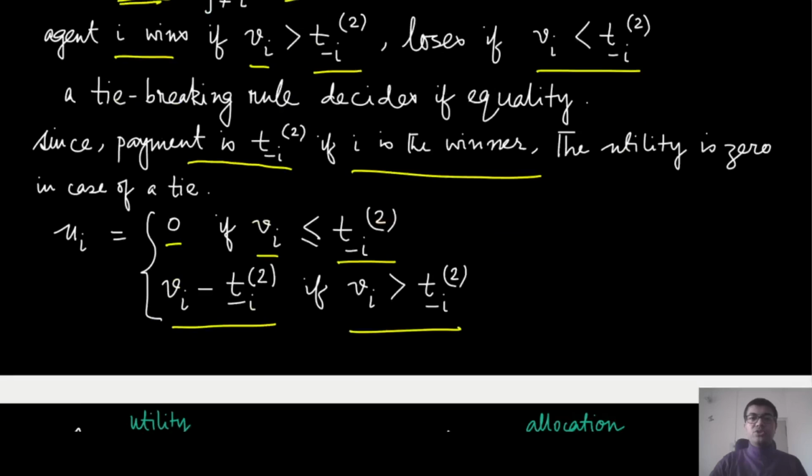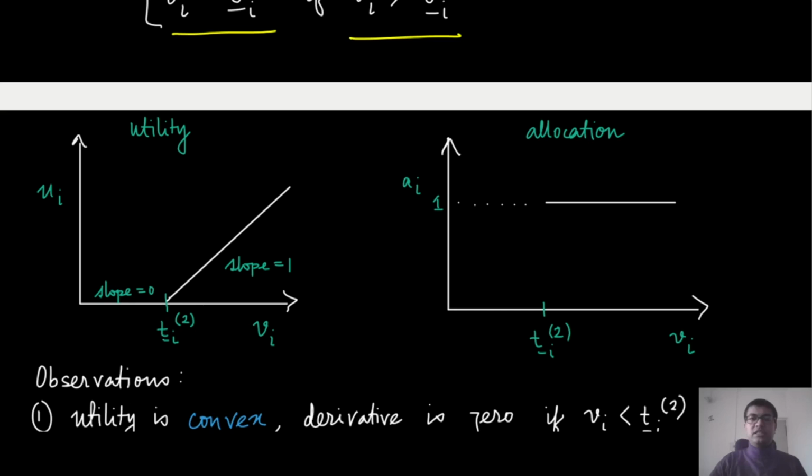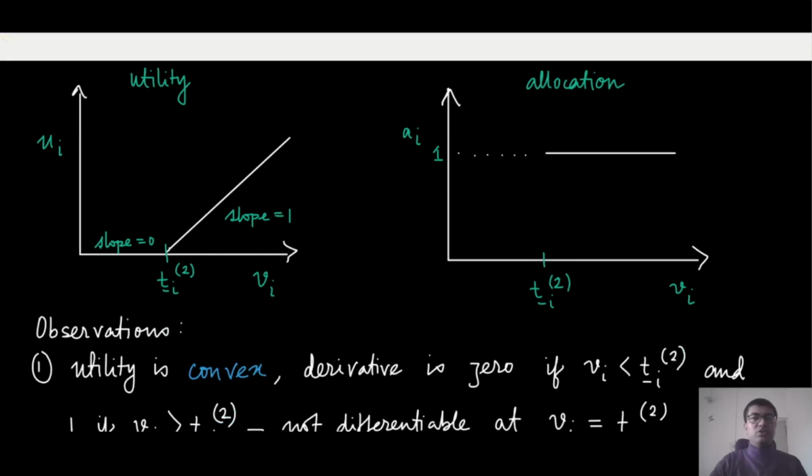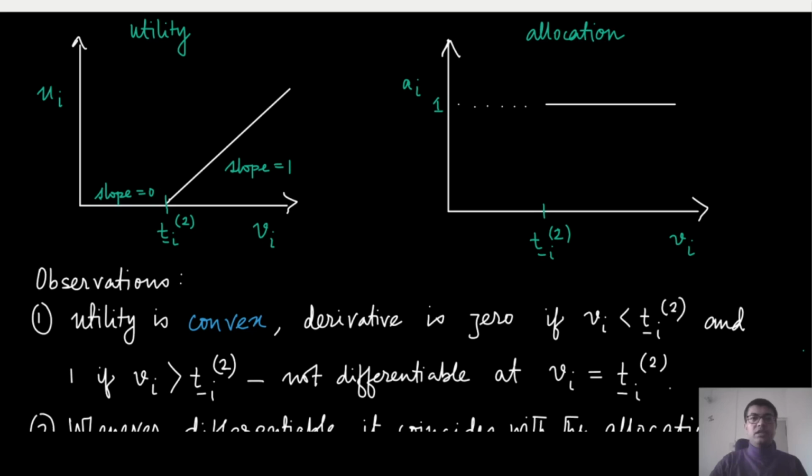Now what we are going to do is to draw this on a two-dimensional plane. The first figure, the figure on the left, shows the utility picture. So on the x-axis we have the valuation of player i, and on the y-axis we have the utility of player i.